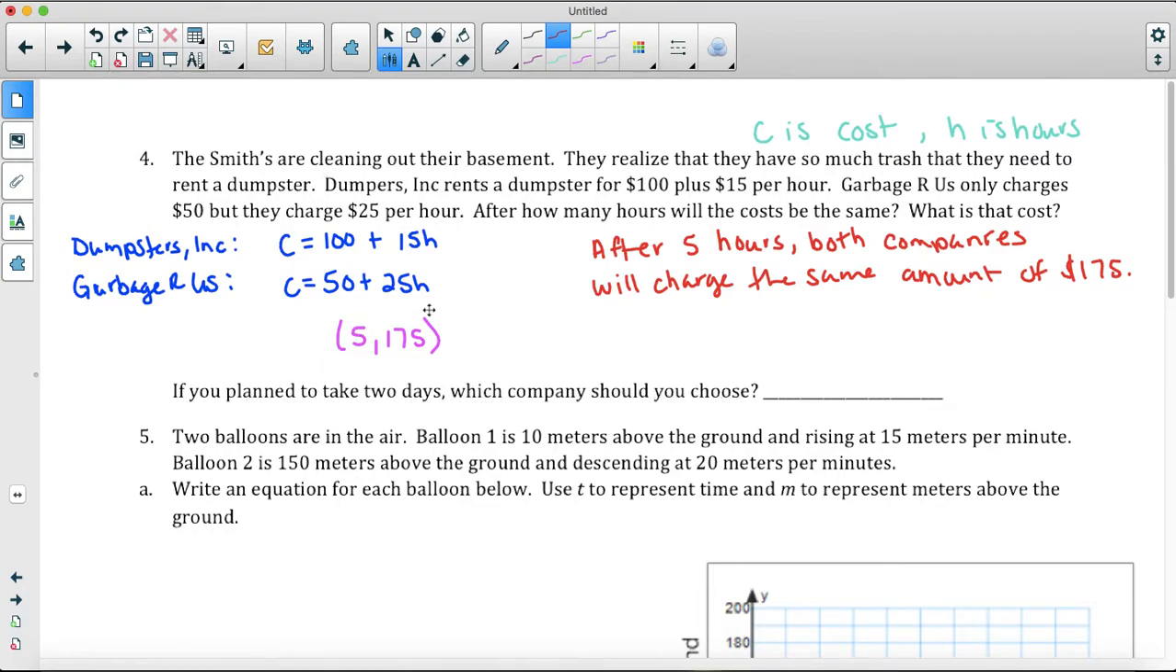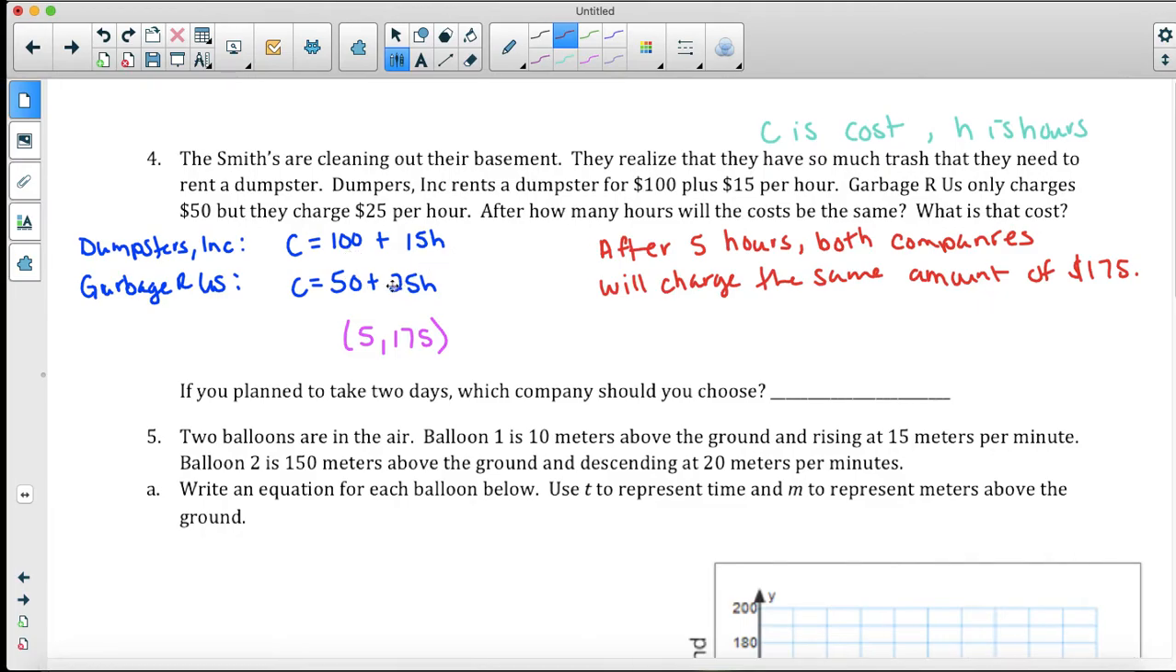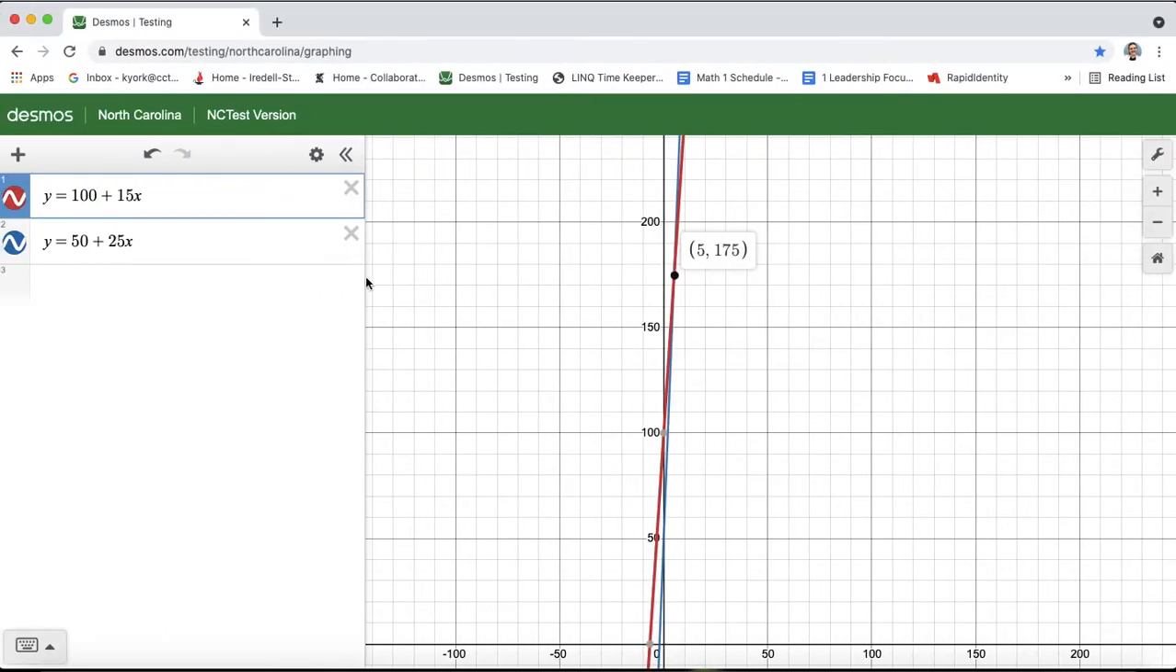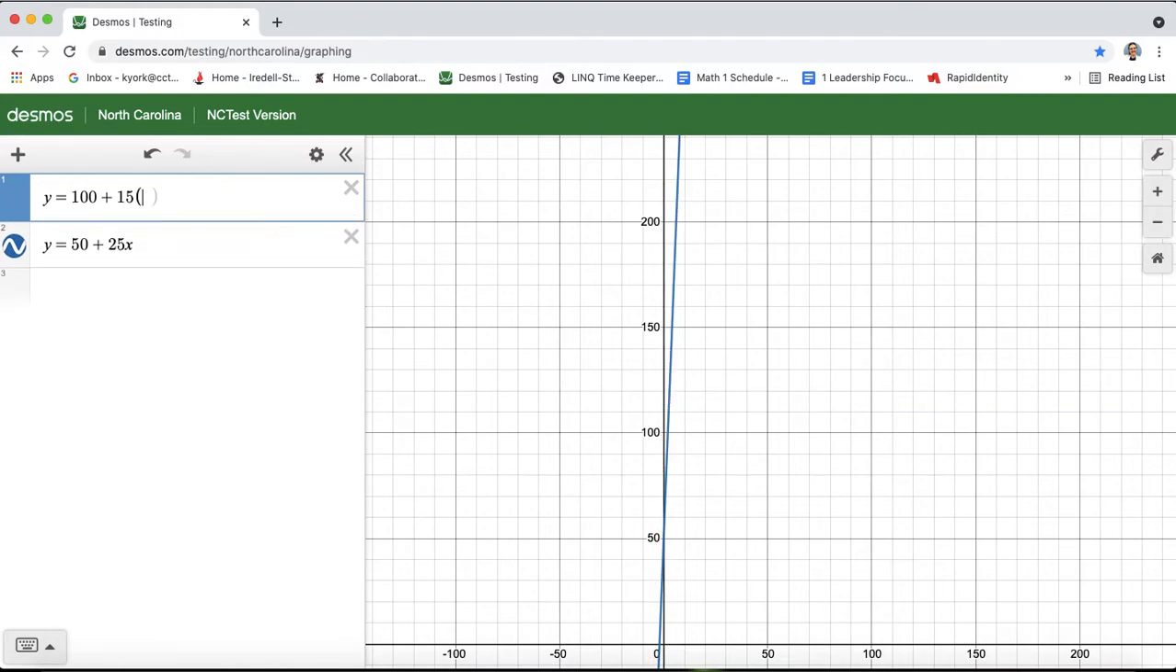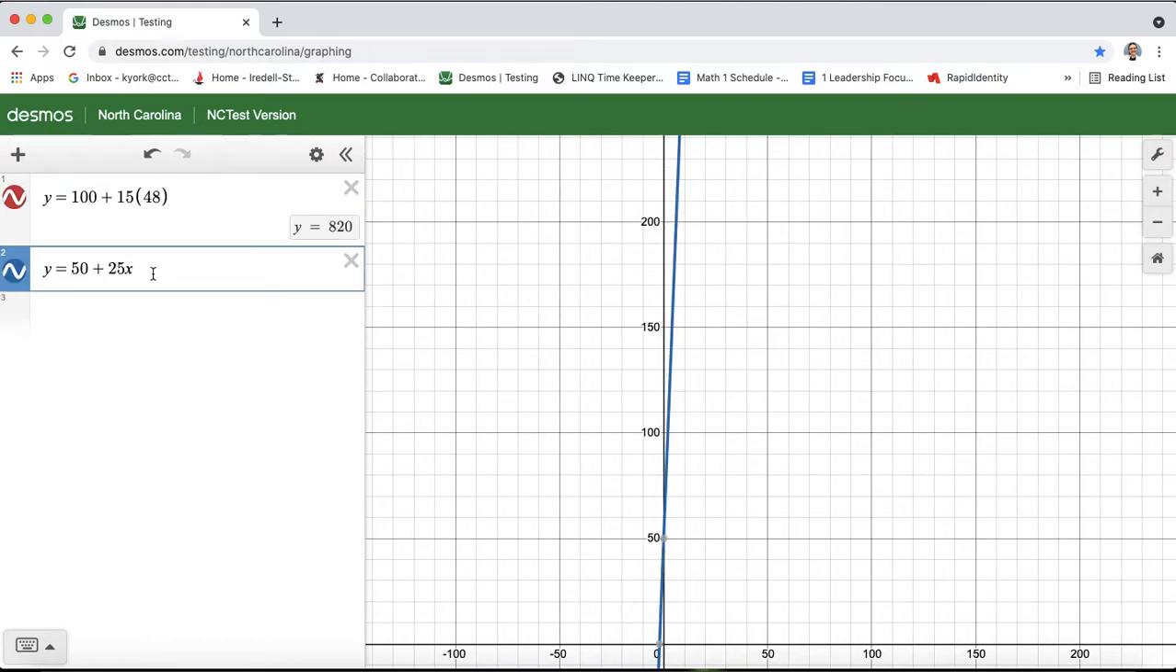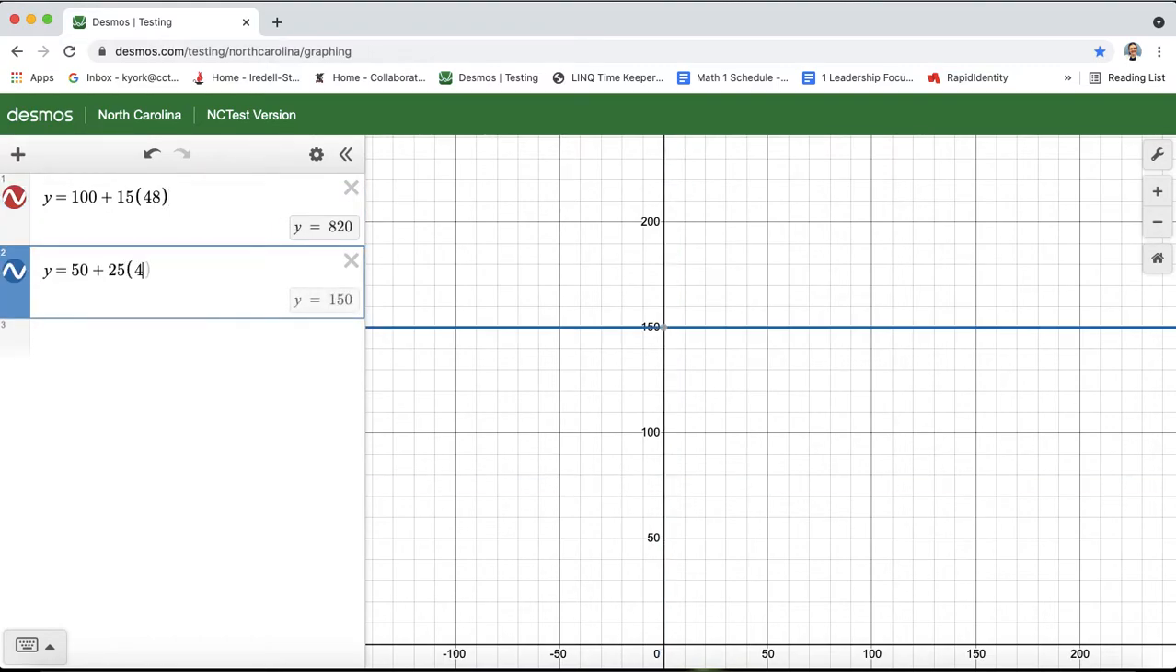So if I'm going to take 2 days, that's going to be 24 hours and another 24 hours. That'll be 48 hours. So if we were to use 48 hours, we could plug it into both of these. So I would plug in for our time 48 hours. I would have $822. And for the other one, we'd have $1,250.